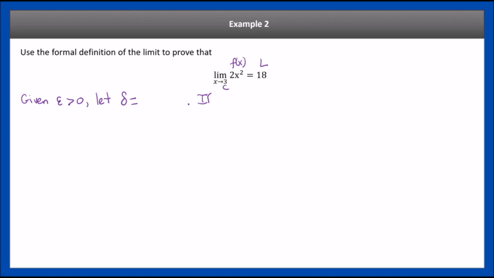If the absolute value of x minus 3 is between 0 and delta, then we're going to start showing this. So then the absolute value of f of x minus L has to be less than epsilon, but we've got to do the work to figure this out. So we're going to pull out the 2, and now we're going to factor x squared minus 9 using difference of squares.